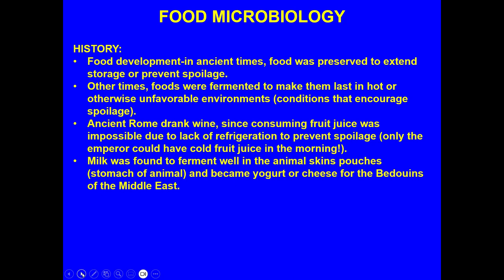Now, milk has been found to ferment very well in animal skin pouches, that is the stomach of an animal, and it would become yogurt or cheese for the Bedouins of the Middle East. A lot of times what happens is in certain cattle, when you have calves, they'll also have present in their stomach rennet, which causes the milk to ferment, and then also it will separate out the whey from the curd. The curds would become the yogurt or the cheese for these Bedouins.